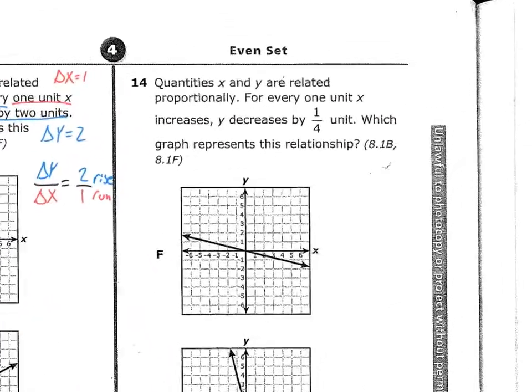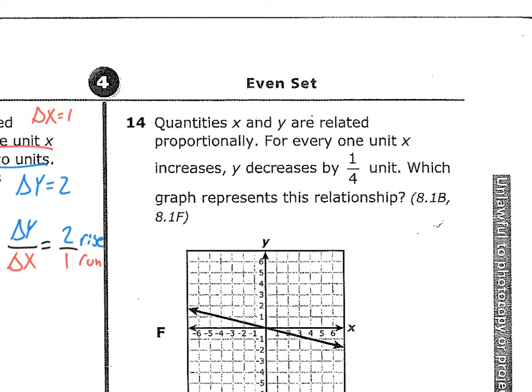I do want you to try 14 on your own, but here's what I want to point out. This one actually looks a little bit tougher. It's good for you to stretch your brains a bit. So it says quantities x and y are related proportionally. For every 1 unit x increases, y decreases by a quarter unit. I'm going to help you guys out on this one because I want to make sure you're doing well. So I'm going to set up change of y over the change of x.